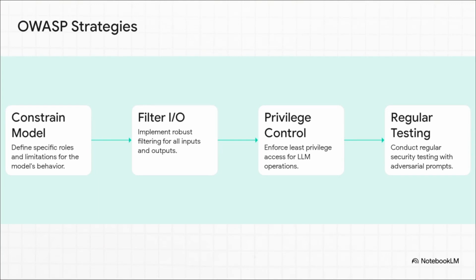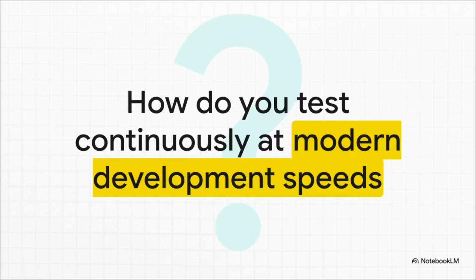1. Lock down the model's behavior with really strict rules. 2. You need some heavy-duty filtering on everything that goes in and everything that comes out. 3. Enforce what we call privilege control. Basically, don't let the model access any data or tools it doesn't absolutely need to do its job. And number 4, and this is the one I really want you to hear, you have to be doing regular, tough security testing.